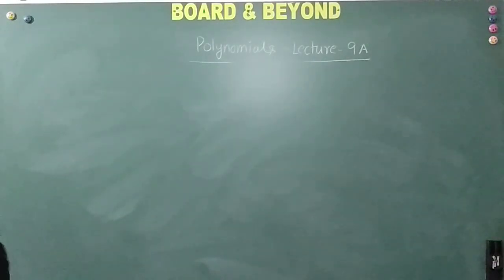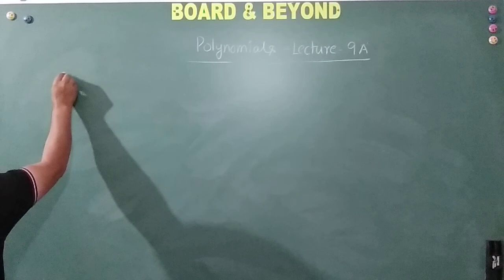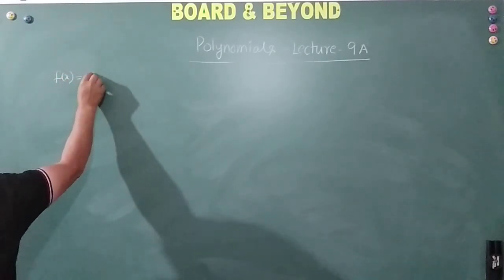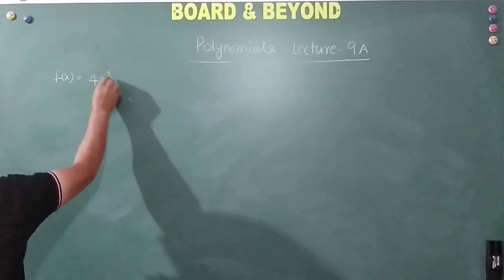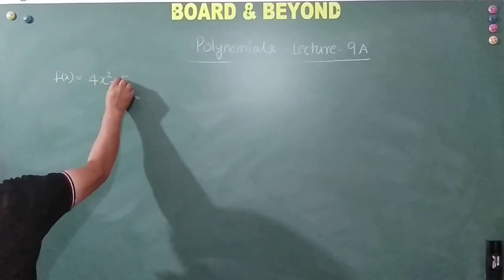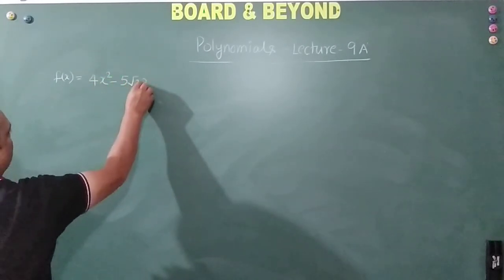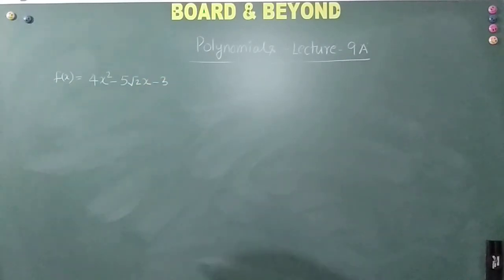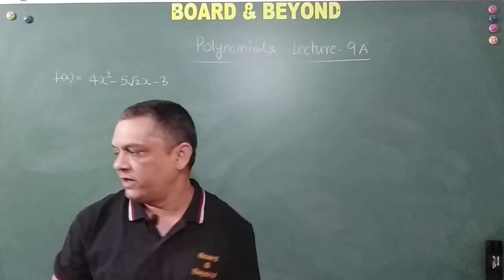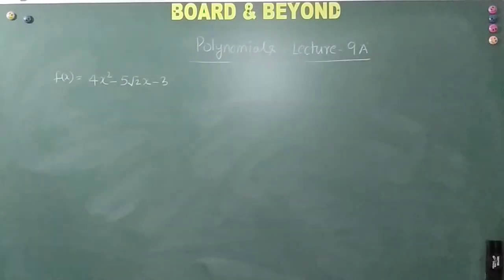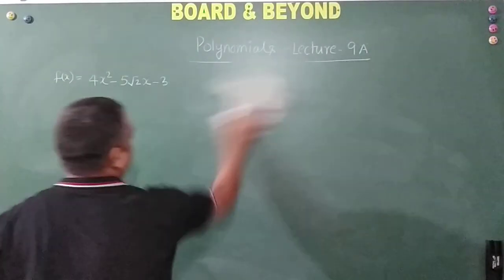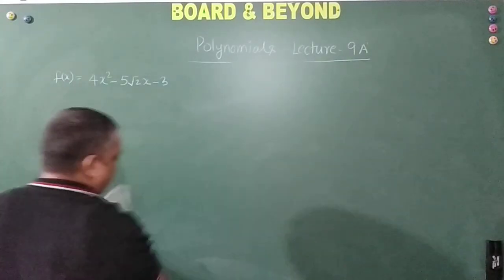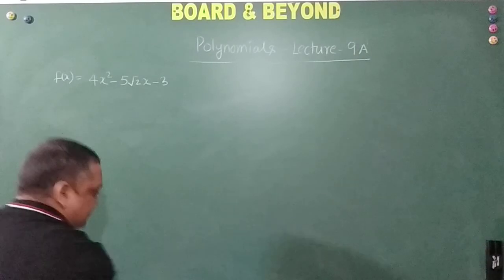The next problem says that we need to factorize f of x is equal to 4x square minus 5 root 2x minus 3. Okay, and we need to verify the relation between roots and the coefficient for this polynomial. Right, friends? Okay. So let's start it.